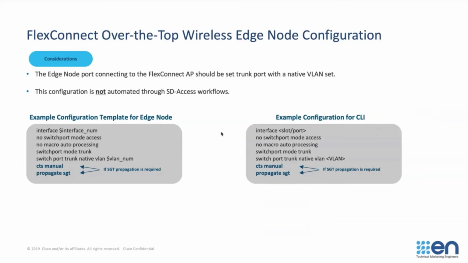The only key thing here is we need to configure the native VLAN. And along with that, if you want to configure any of the SGT related info, like the policy propagation, then we need to enable inline tagging configuration. Again, all this has to be either run using CLI templates or manually written through CLIs.